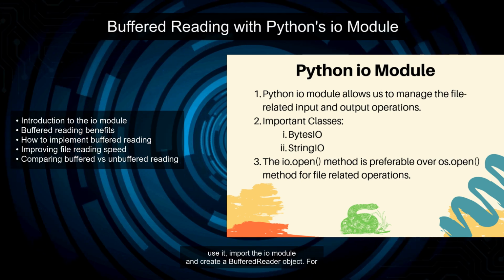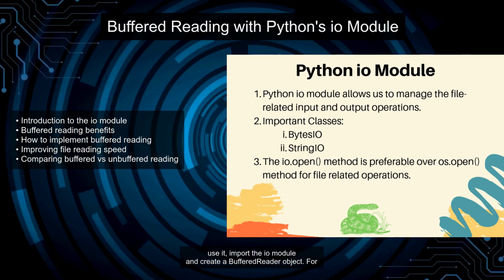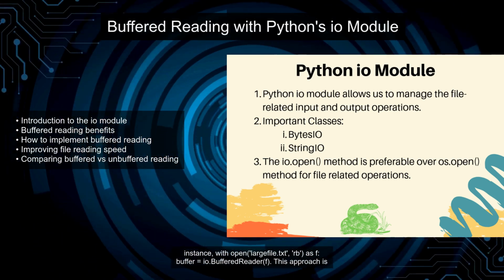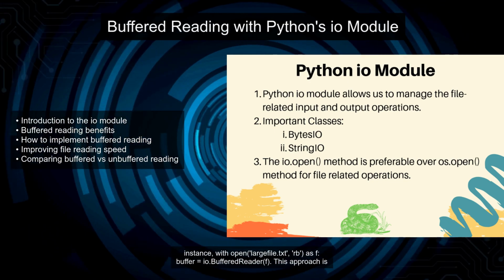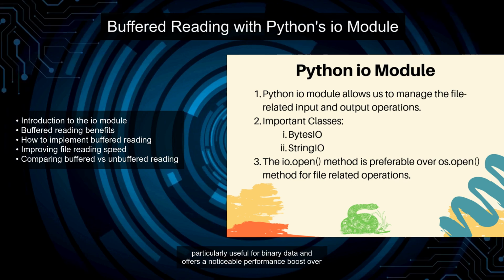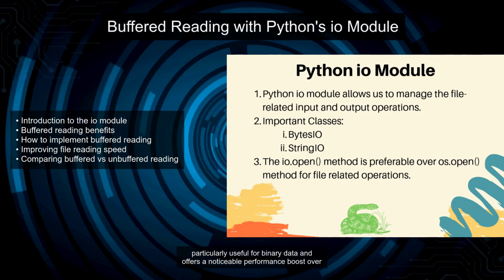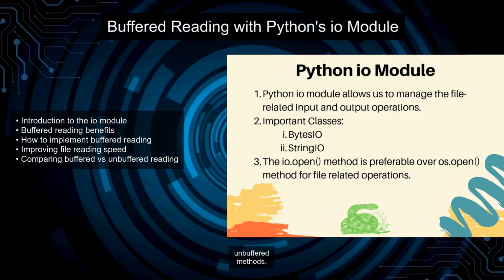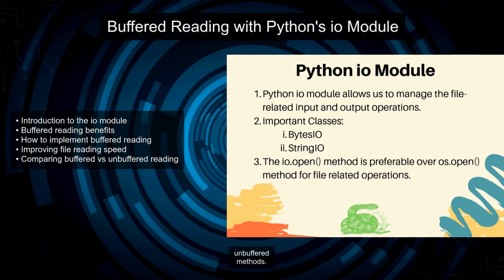To use it, import the io module and create a buffered reader object. For instance: with open('large_file.txt', 'rb') as f: buffer = io.BufferedReader(f). This approach is particularly useful for binary data and offers a noticeable performance boost over unbuffered methods.